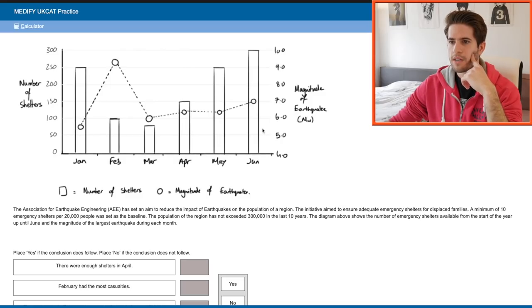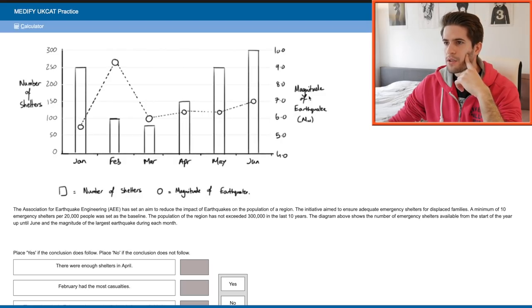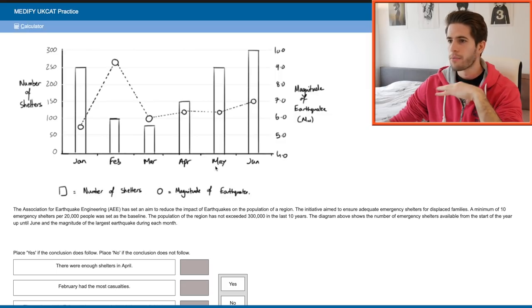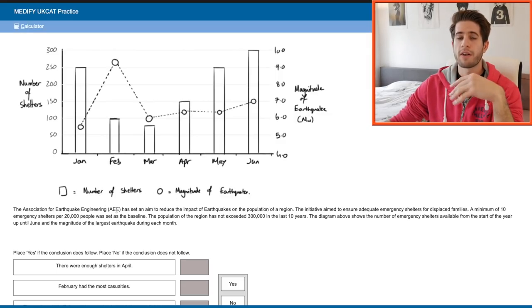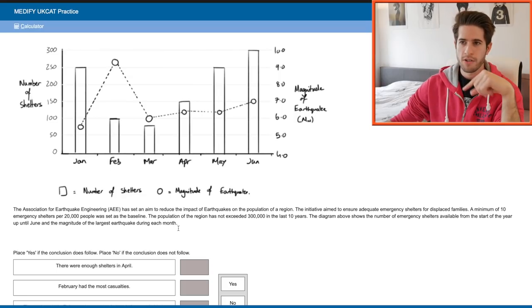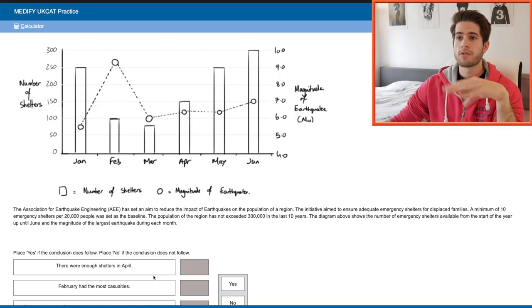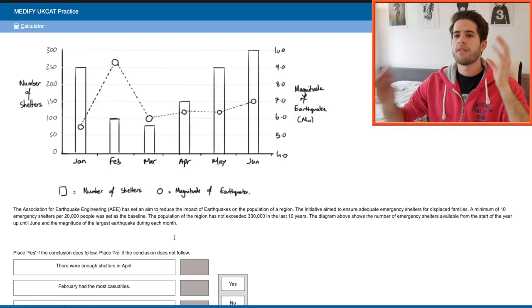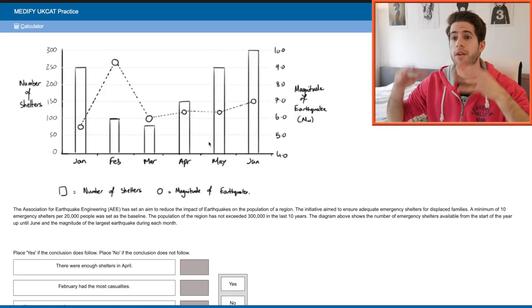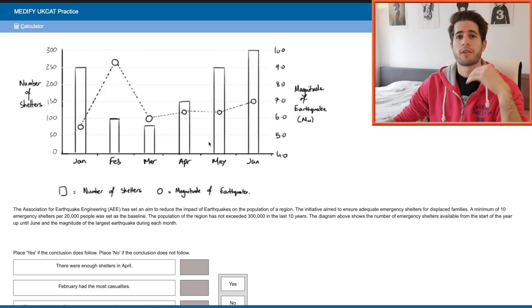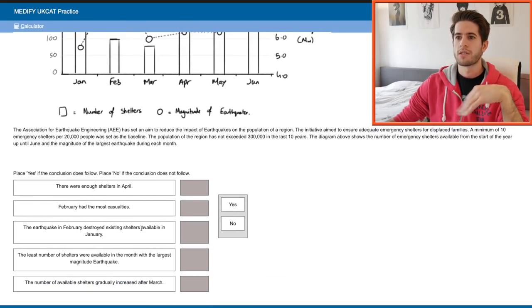Ooh, we have a graph. Number of shelters, magnitude of the earthquake, bars, circles, okay. I'm not going to spend forever looking at this paragraph unless I'm told to by the answers. I'm going to quickly jump to the answers and try and work out from the graph. Because if you look at this graph and try and break it down and understand it and read everything that's going on, you're going to waste so much time. Go straight to the answers, read the questions, and see if you can answer them.